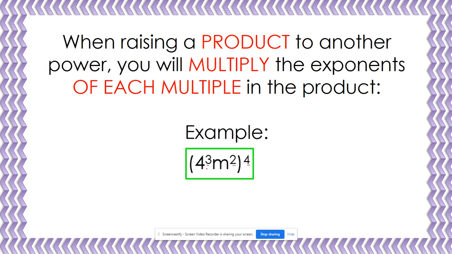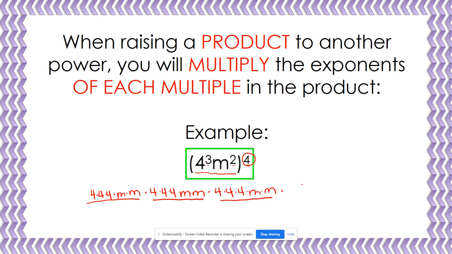Again, to show why this works, this is telling you 4 to the 3rd power, which is 4 times 4 times 4. And then it says times m to the second power. So that's m times m. So that's what's in your parentheses. This 4 is telling us to take this and do this 4 times. So I'll do it 3 more times. So 4 times 4 times 4 times m times m. That's my second. Then 4 times 4 times 4 times m times m.